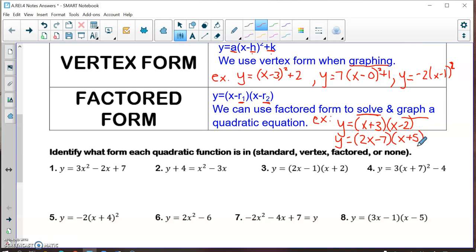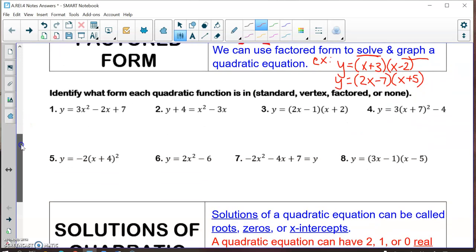This would also be in factored form. All right, so for numbers 1 through 8, we're going to identify what format the quadratic functions are in, whether it's standard, vertex, factored, or maybe none of those. All right, so number 1, y is isolated, and we have it in terms of ax squared plus bx, although it's minus bx, and that's okay, plus c. So this would be standard form.